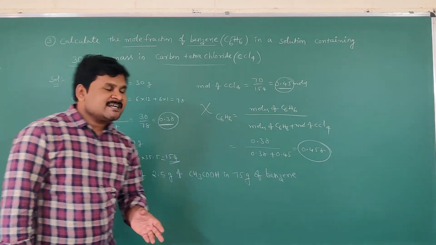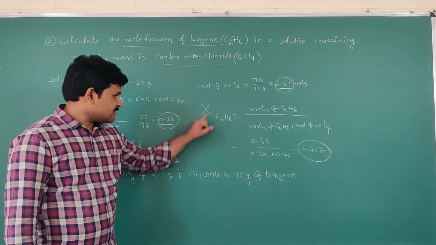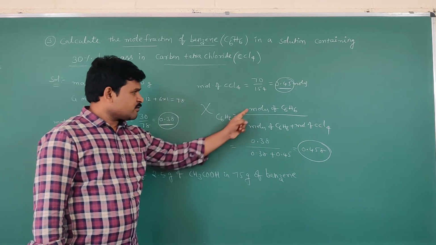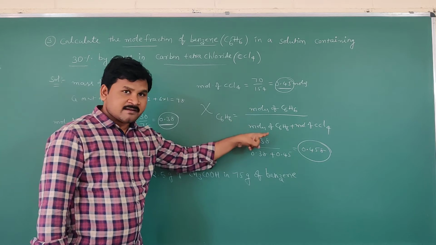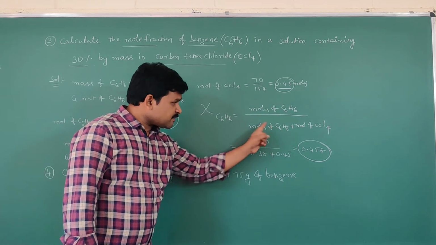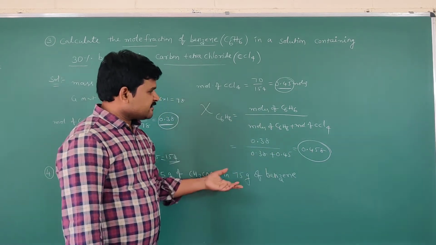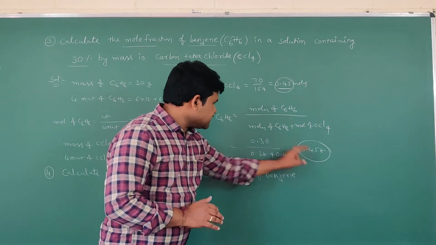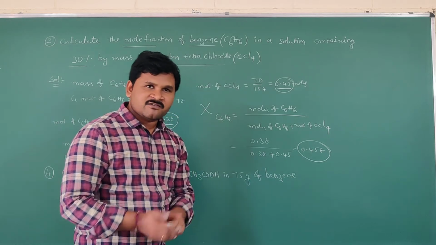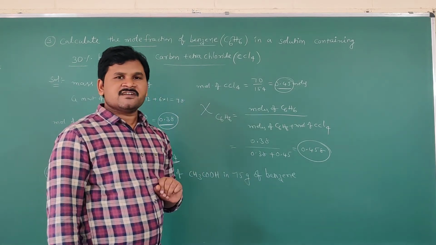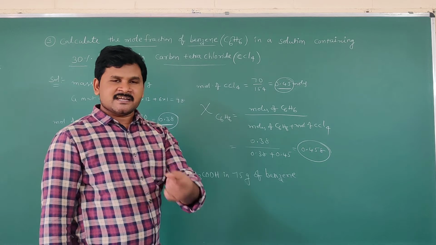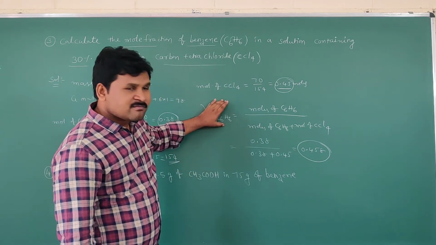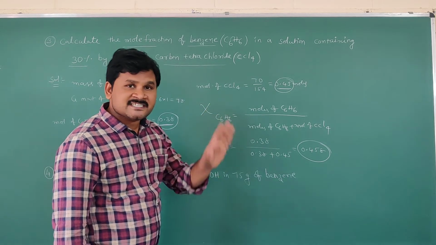Similarly, how to calculate mole fraction of CCl4? Same method. Mole fraction of CCl4 is equal to moles of CCl4 divided by moles of CCl4 plus moles of benzene. You will get a certain answer. By adding the mole fraction of benzene and mole fraction of CCl4, the sum you will get is 1. Then only your problem is correct. Otherwise, it is considered wrong. Clear?